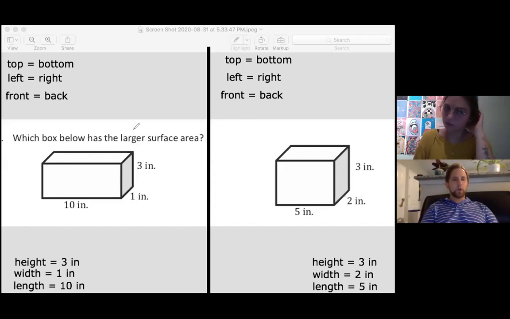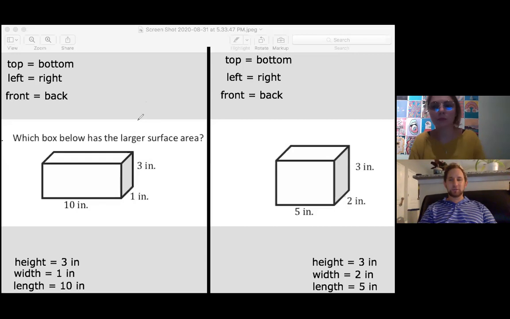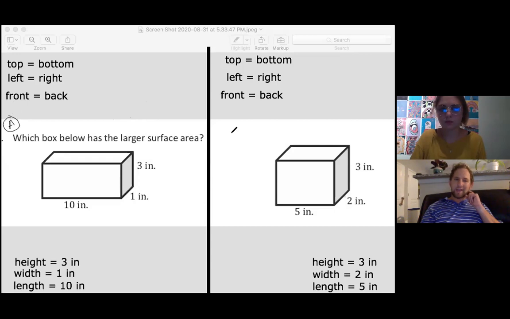It says, which box below has the larger surface area? And one thing I really like having students do is to make a prediction. So without doing any math, I want you to take a second and look at it, and decide: is it the box to the left or the box to the right that has the larger surface area? Is it A or is it B, as Miss Koehl is writing now? So don't do any math, make your prediction in 3, 2, and 1.